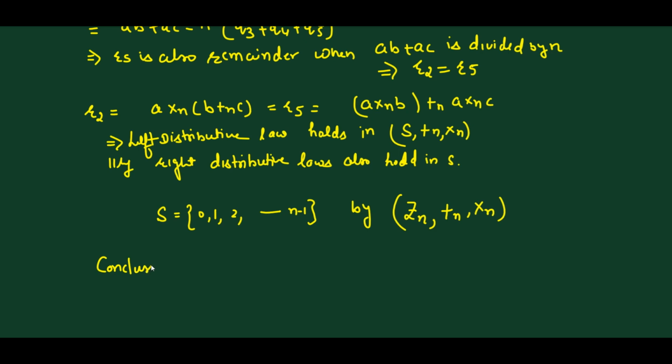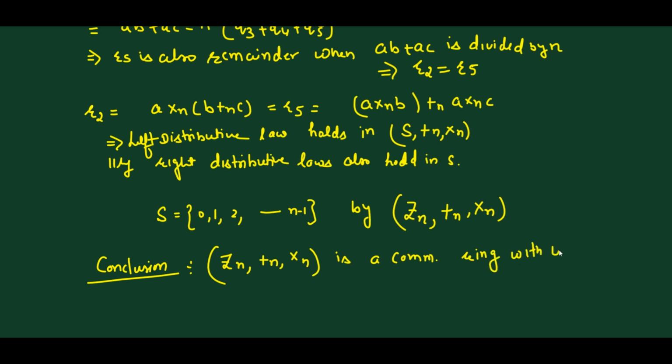Okay, so you can now conclude that. So what is the conclusion from all the facts? That Zn with respect to this addition and with respect to this multiplication is a commutative ring with unity. So this is the conclusion of this lecture.